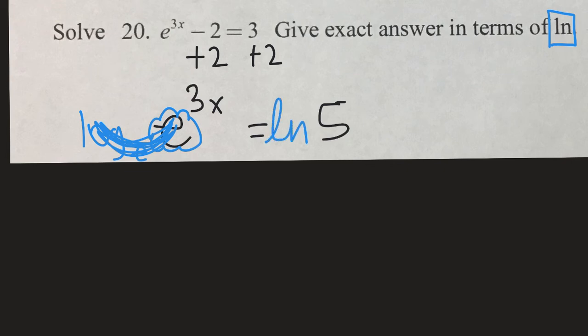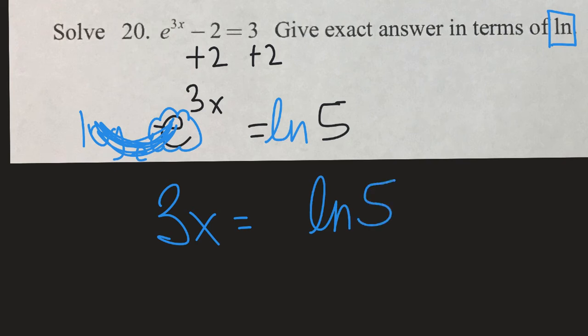So whatever we do to the left, we also have to take the log of the right side. Natural log. Now that that is canceled out, we basically have 3x equals the natural log of 5, which is some decimal number, right? Logs change numbers into decimals.